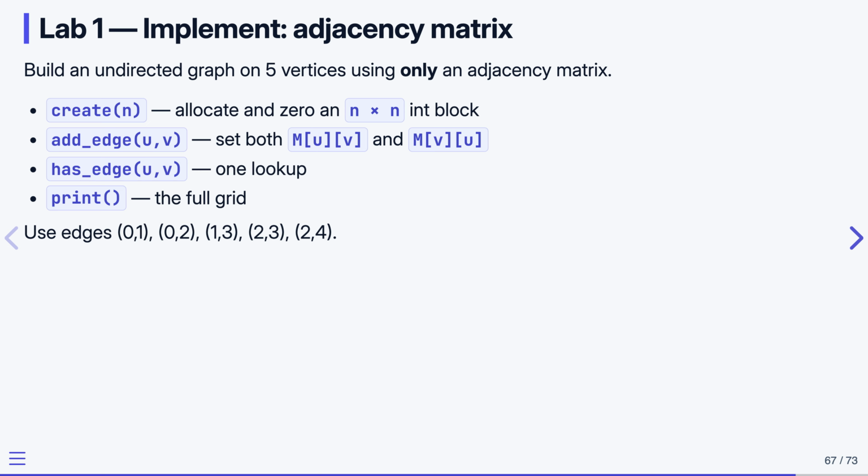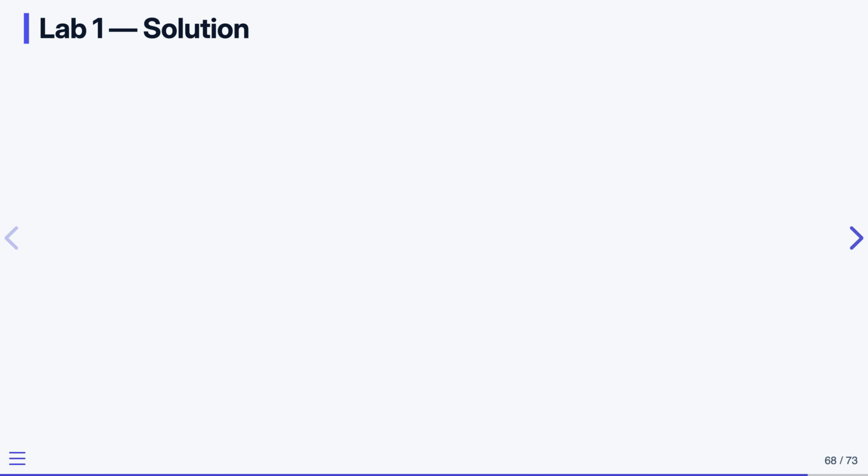Use these 5 edges: 0, 1, 0, 2, 1, 3, 2, 3, and 2, 4. Try predicting the printed grid by hand before you run it. Give it a go, and we will look at a solution next. Let's look at the solution. The full program lives in the code folder.